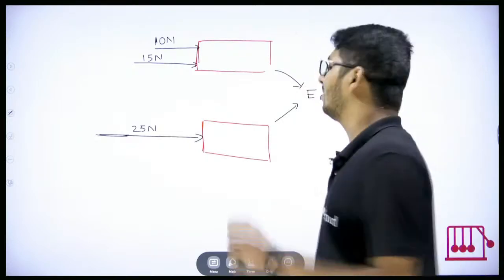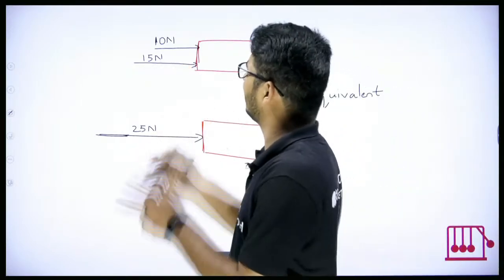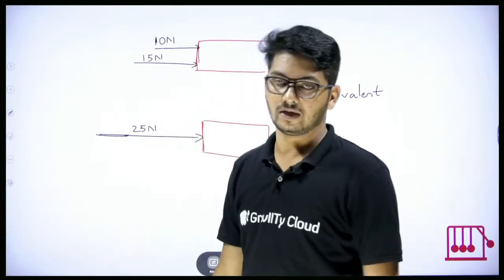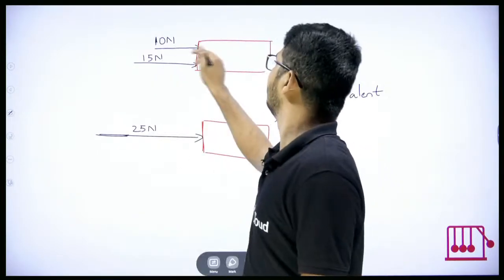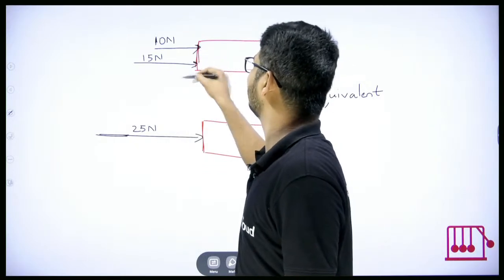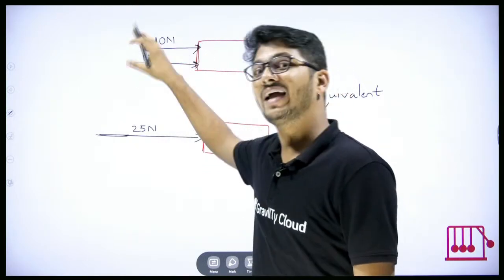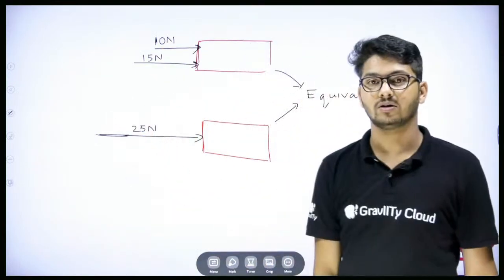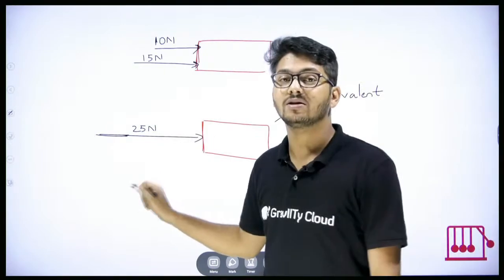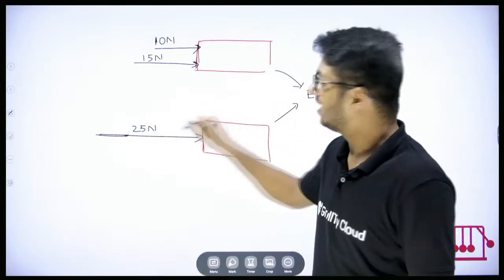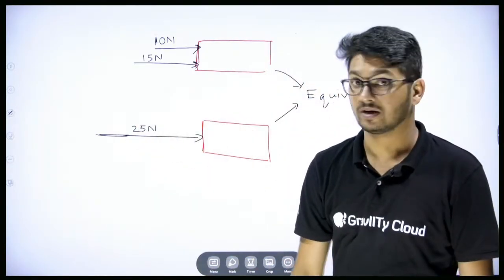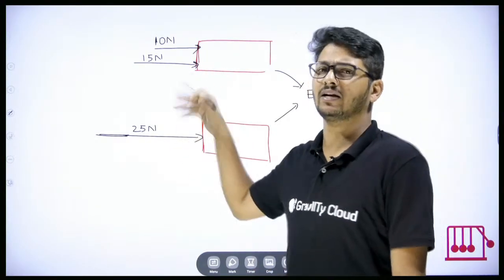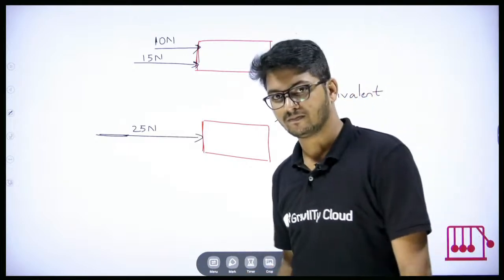Equivalent. That means we can clearly see that here, 10 plus 15 is equal to 25. That means if there are multiple forces acting in the same direction, we add them and we get one force which is 25 Newton. So this one force is the effective force, the net force. And what is the specialty here? The specialty is both the cases are equal and in fact almost the same.